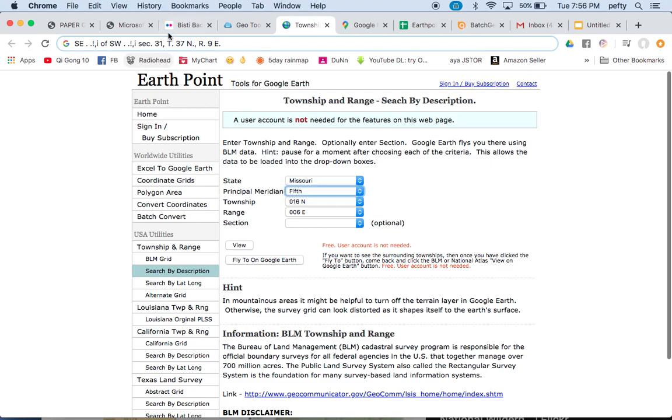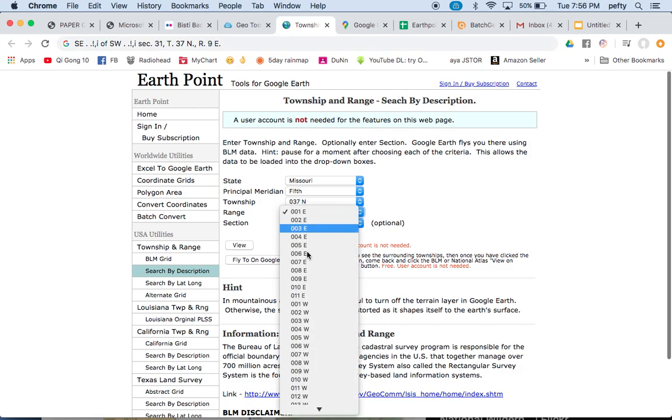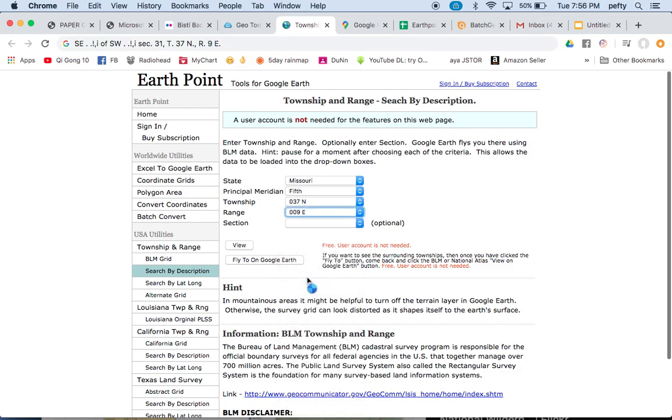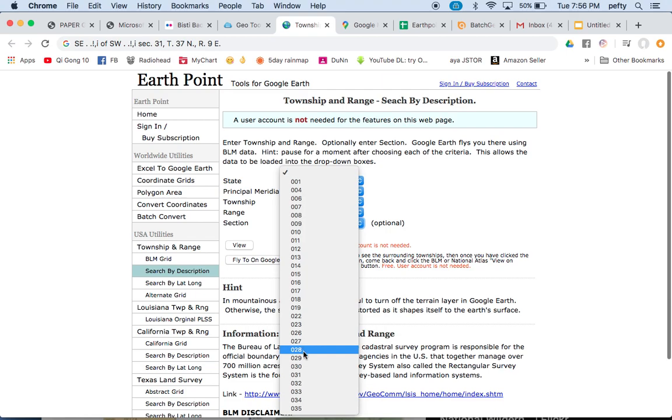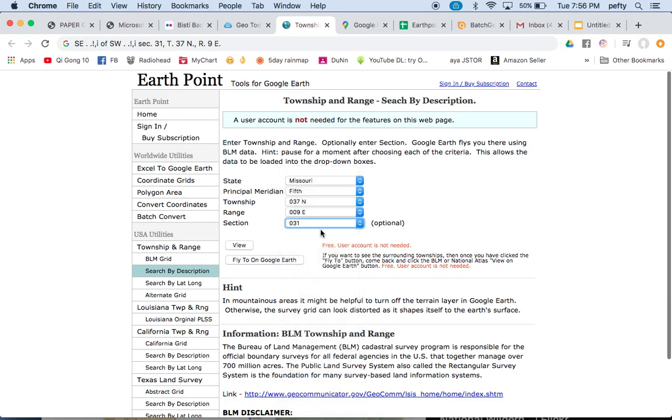And again, township, I was told 37 north. And range 9 east. Right? Not west, east. Section 31. Great. So we've got our information in here. And now we can view.